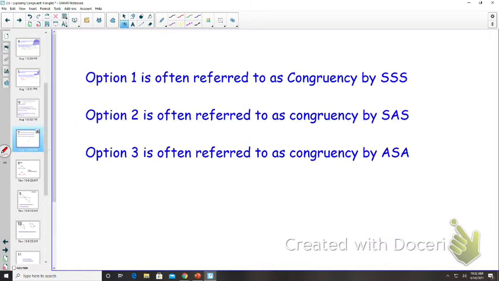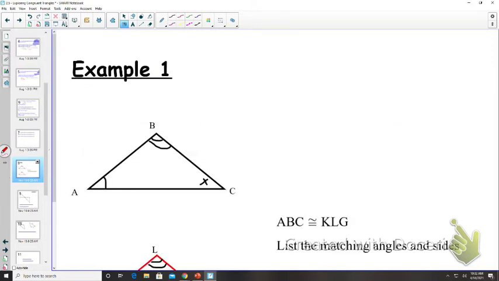Okay, and we've kind of talked about this a little bit. So option 1 is referred to as congruency by side, option 2 is congruency by side, angle, side, and option 3 is congruency by angle, side, angle. Okay? I will not give you those codes. SSS, SAS, ASA. Okay, you need to know that. Okay? So, example 1.